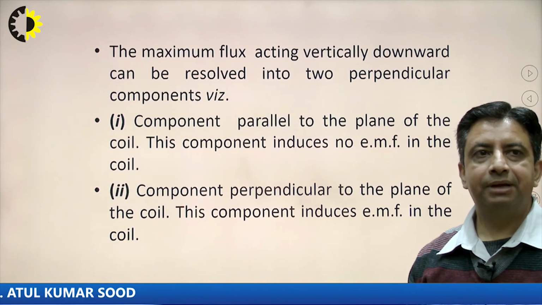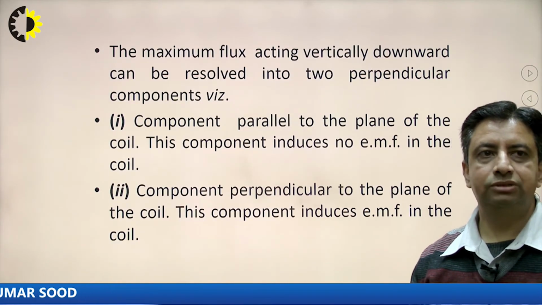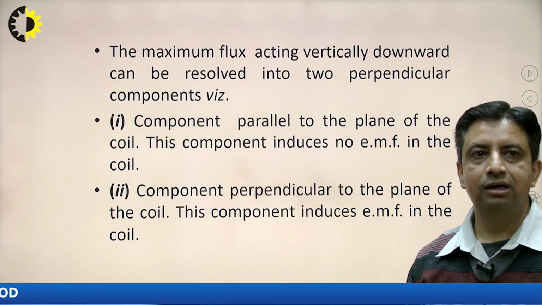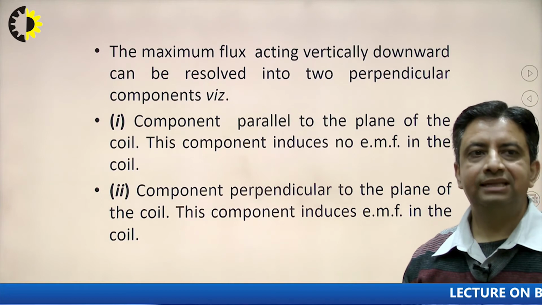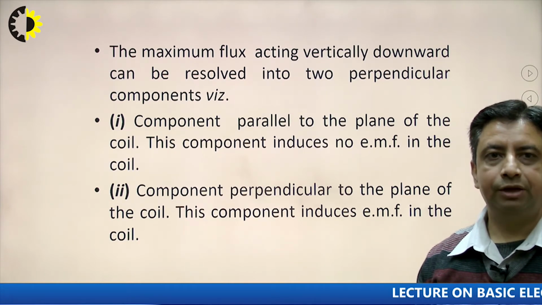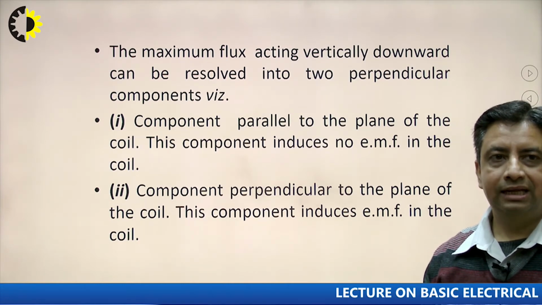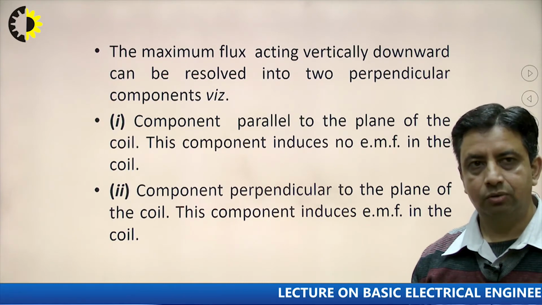Here I have summarized these two points. The first component is parallel to the plane, that is phi m sin omega t, and the second is the component perpendicular to the plane, which will induce EMF in the coil.